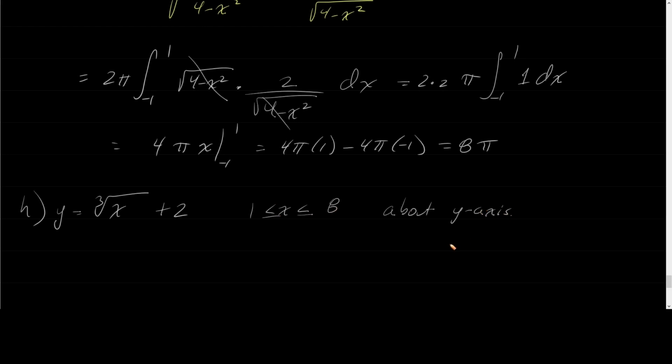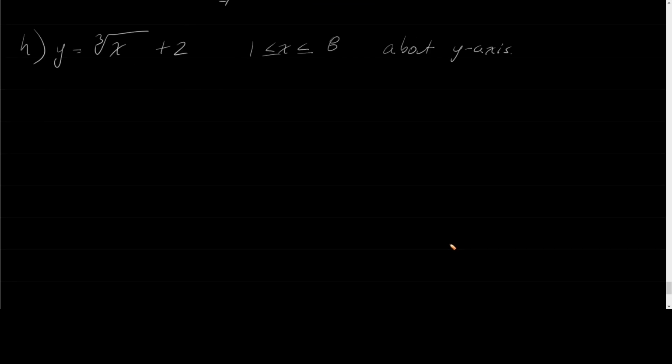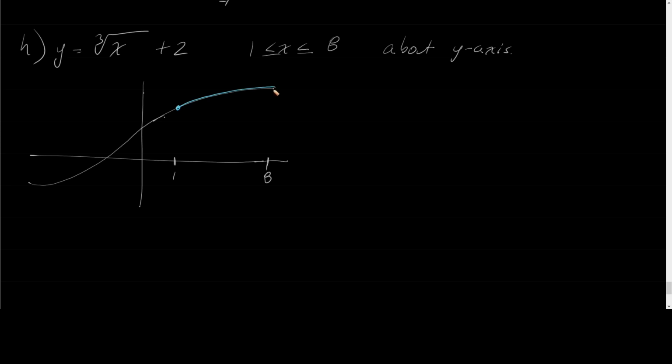And in here, recall that the formula was the same whether we were doing a vertical or horizontal axis, right? The only thing that we care about is whether the function is given in terms of x or in terms of y. Because it's given in terms of x, we're going to do everything in terms of x. So what does this function look like? Well, the cube root function plus 2 looks something like this. And what we're doing here is rotating the region between 1 and 8. So here's 1 and here's 8. We're taking that piece between 1 and 8 and rotating it this way, right?